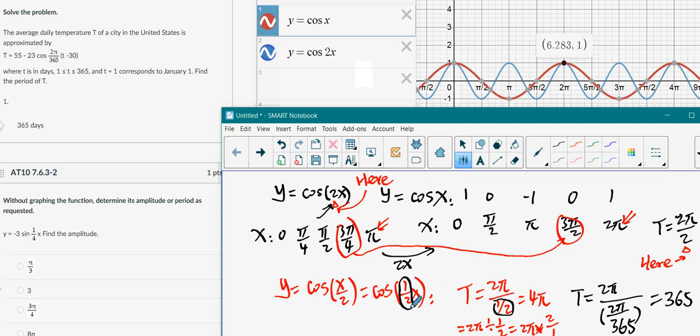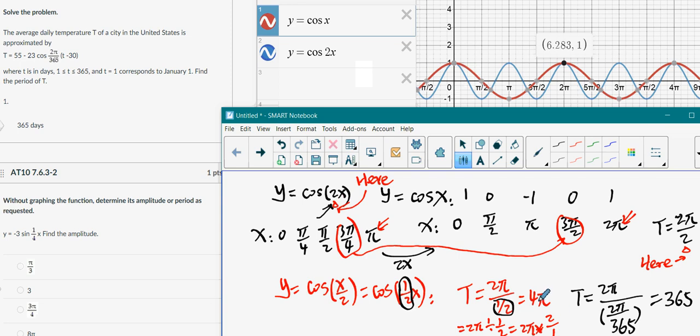So with a coefficient less than 1, the value inside cosine goes to 2 pi slower. The formula is 2 pi divided by 1/2. Always divide the given period, 2 pi, by the coefficient of x. 2 pi divided by 1/2 is 2 pi times 2 over 1, which is 4 pi.